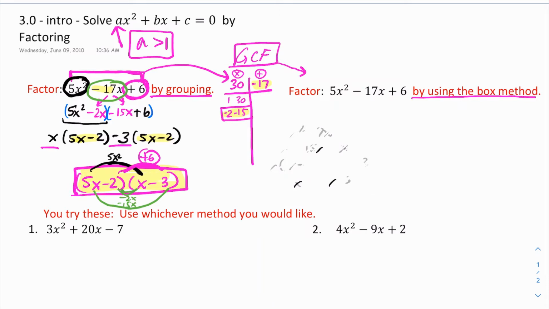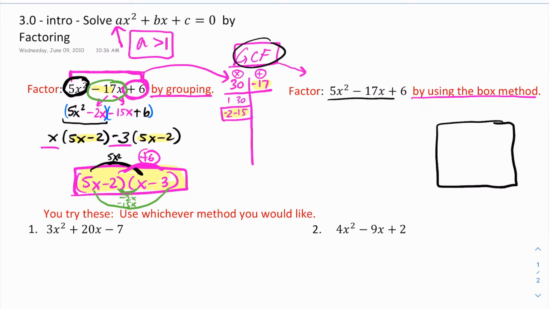So once you get used to it, it doesn't take that much room to do, okay? All right, so let's do the box method, which is something that you guys are probably familiar with. So the box method, again, you want to start with the greatest common factor first. These don't have anything in common, so there is no greatest common factor.